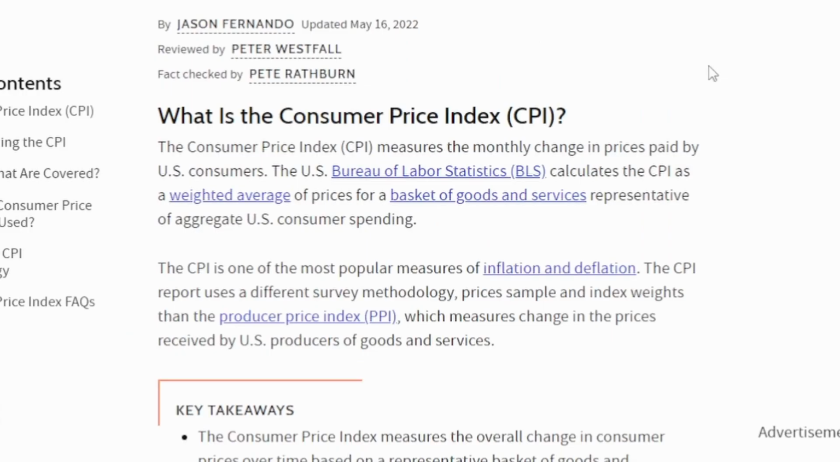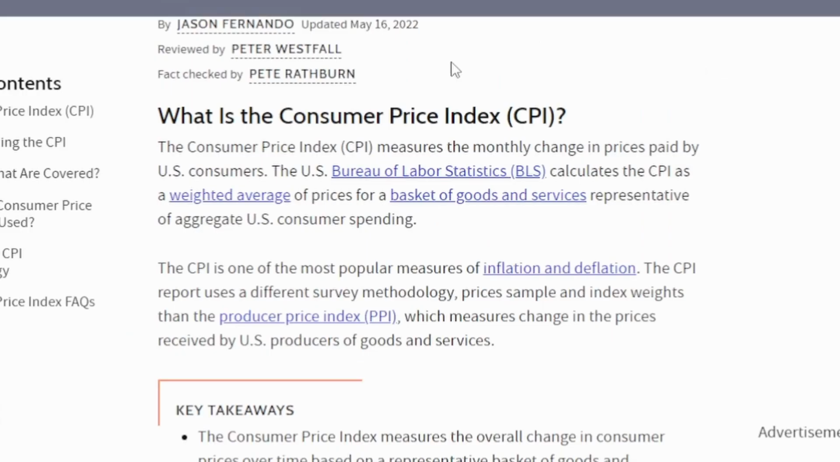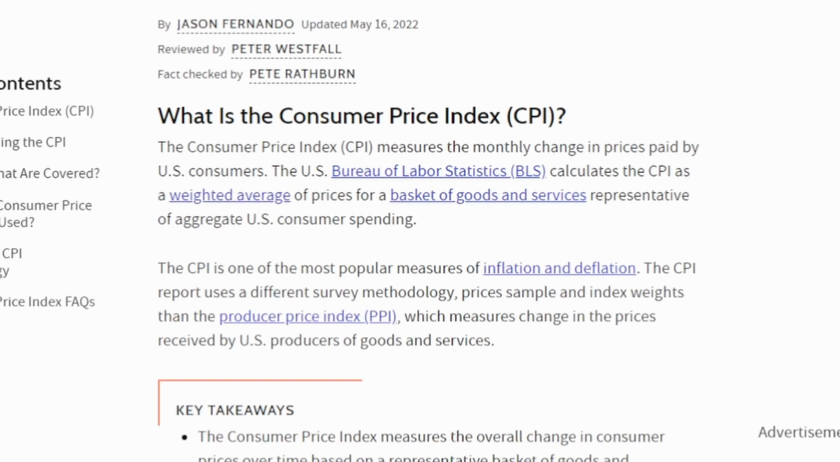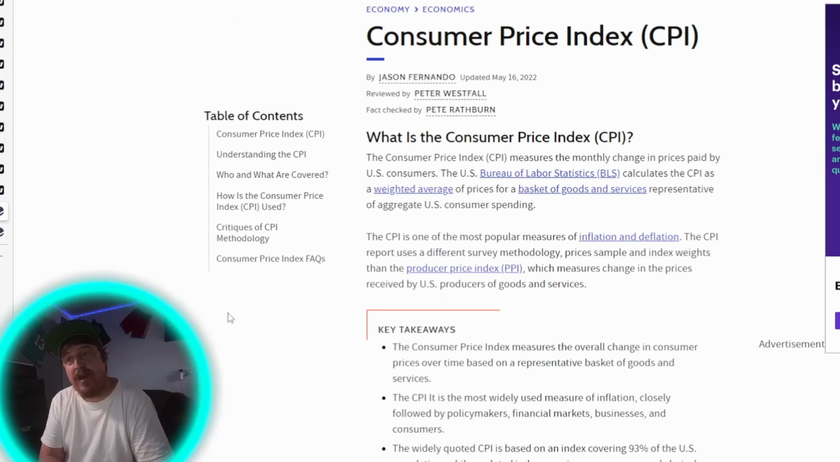It says, what is Consumer Price Index? The Consumer Price Index, or the CPI, measures the monthly change in prices paid by U.S. consumers. The U.S. Bureau of Labor Statistics, or BLS, calculates the CPI as a weighted average of prices for a basket of goods and services representative of aggregate U.S. consumer spending.